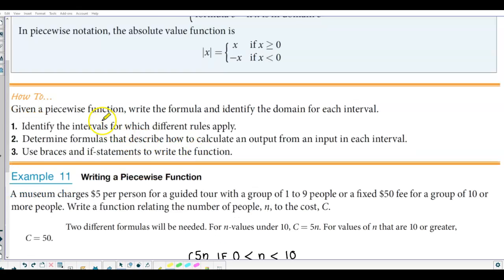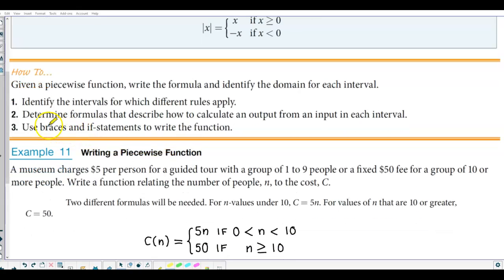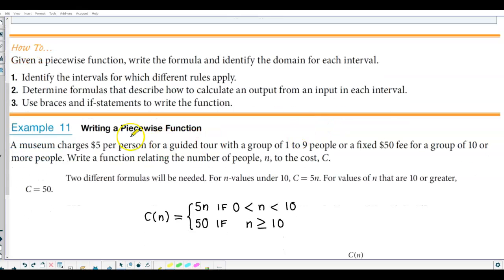So given a piecewise function, we want to write the formula and identify the domain for each interval. Number 1, we're going to identify the intervals for which different rules apply. Number 2, determine formulas that describe how to calculate an output from an input in each interval. And number 3, we're going to use braces and if statements to write the function.